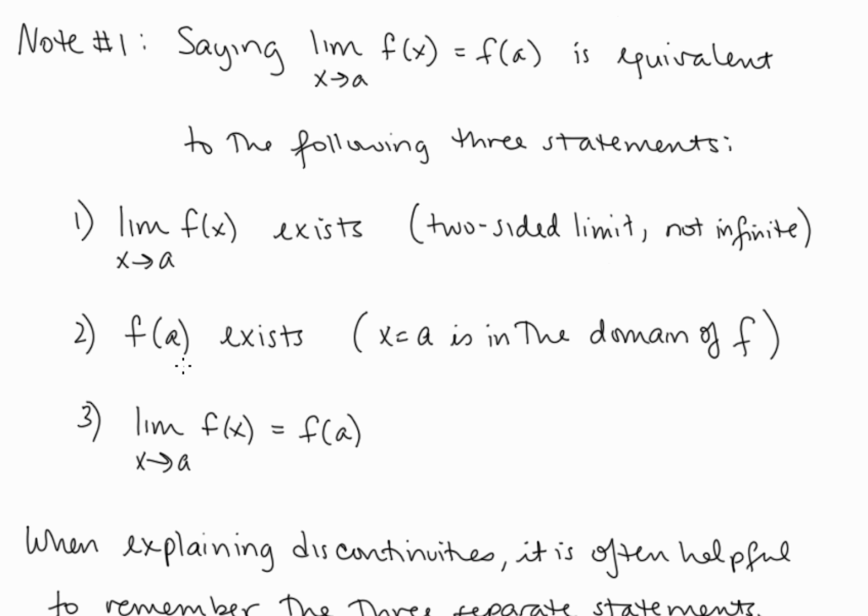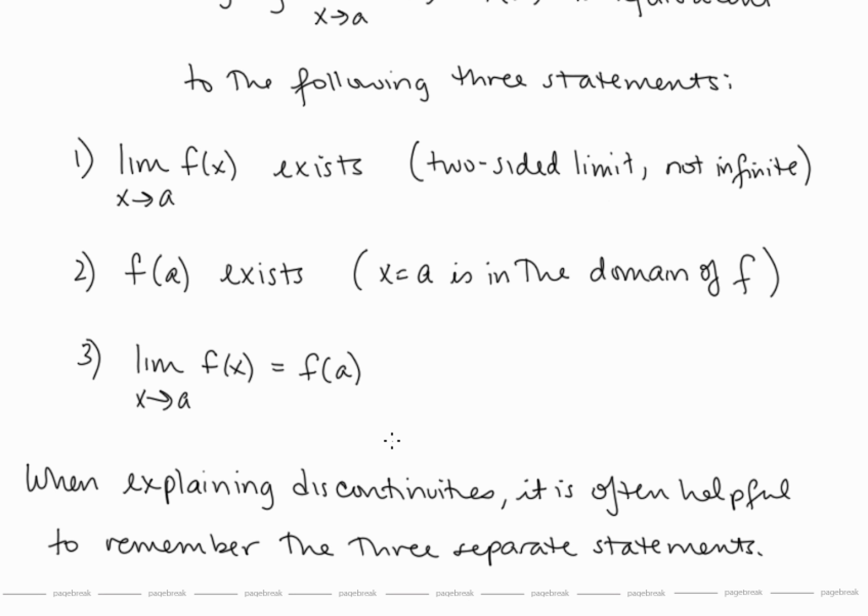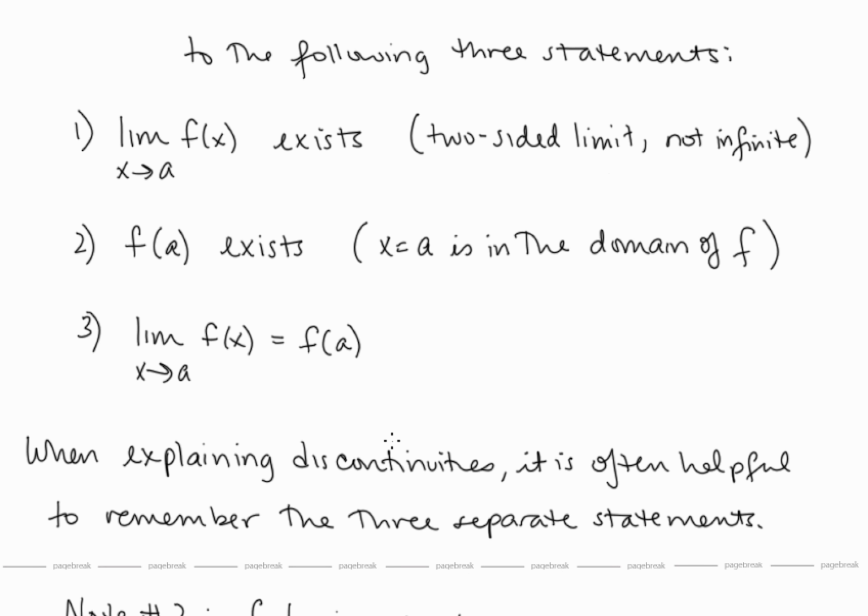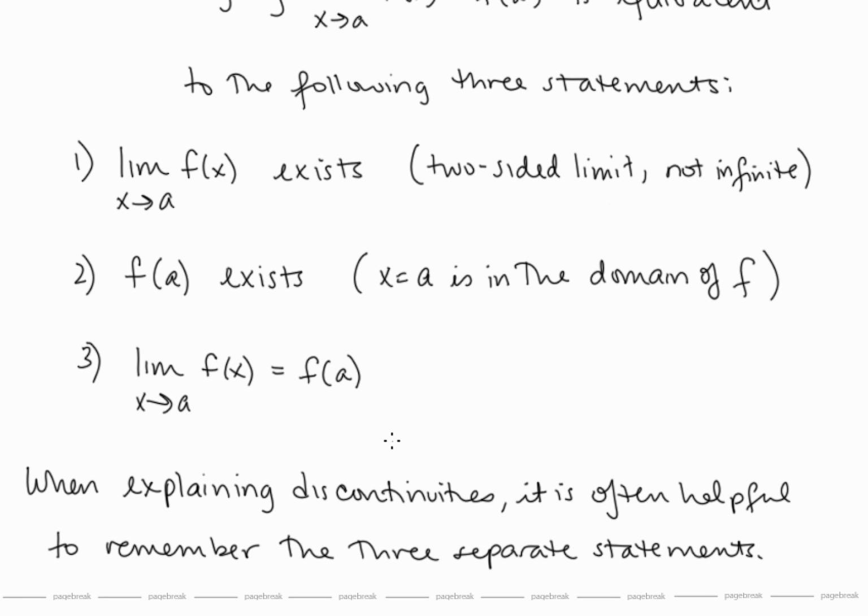We're also saying here that f of a exists. That means x equals a is in the domain of f. And the third statement is saying that those two quantities equal each other. So when we're explaining discontinuities, it's often helpful to remember these three separate statements, so we can explicitly state how the function fails to be continuous at a point.